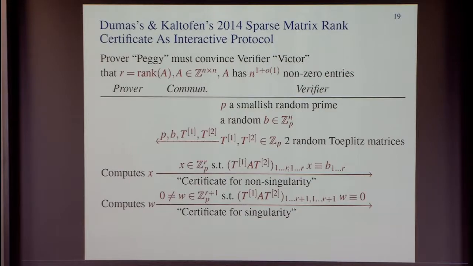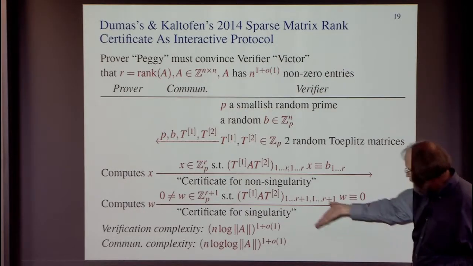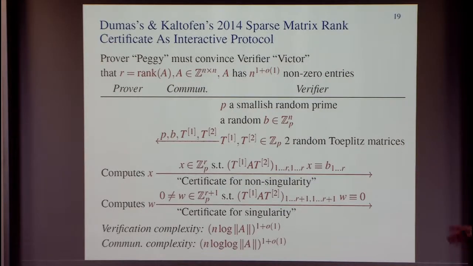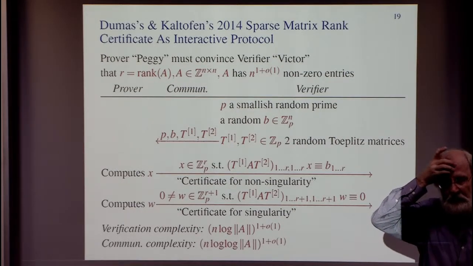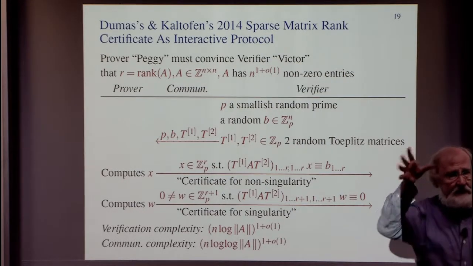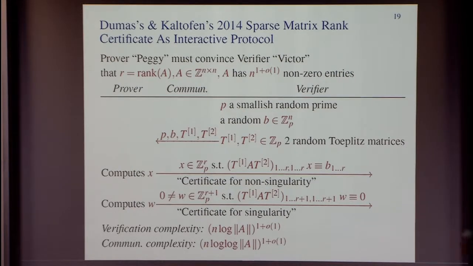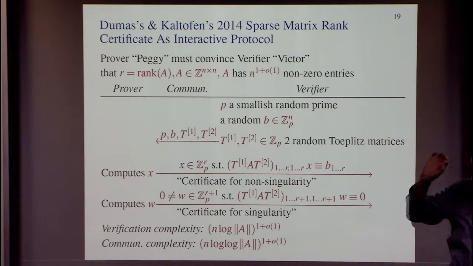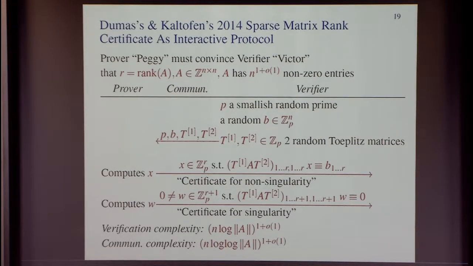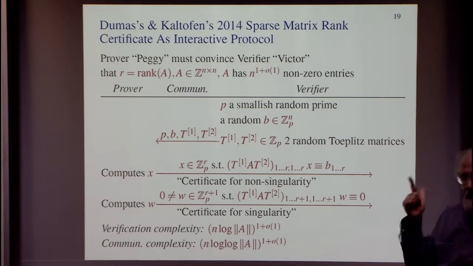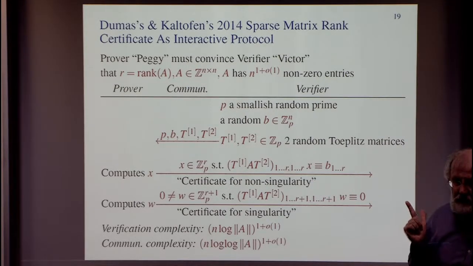I have 5 minutes left. If the matrix has a linear number of non-zero entries, you get linear time. I should say this maybe at this point. For sparse matrices, for matrices that have n to the 1 plus little o of 1 non-zero entries, the best algorithm we know to compute the rank, and the best algorithm we know to compute the determinant, is quadratic in n.